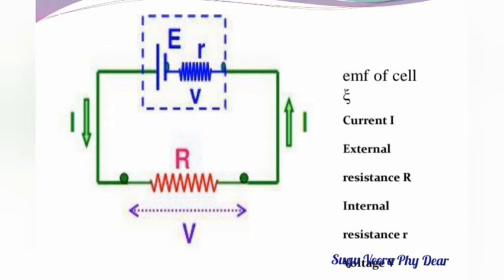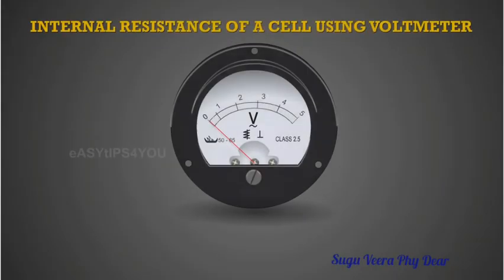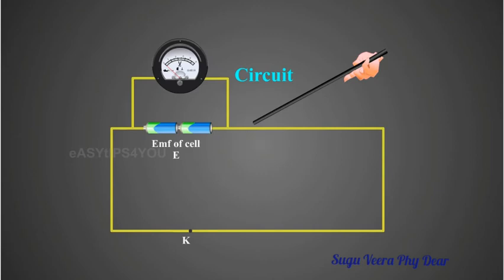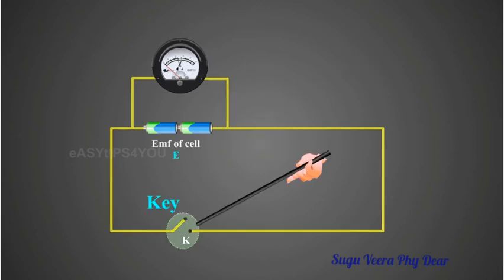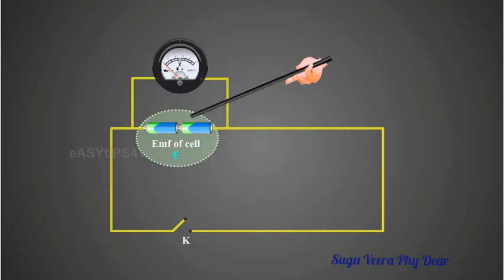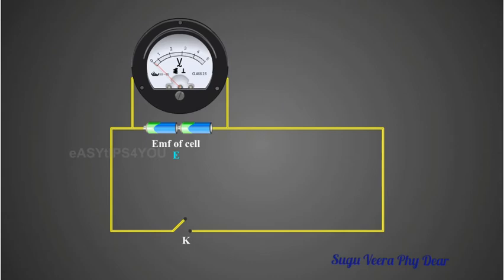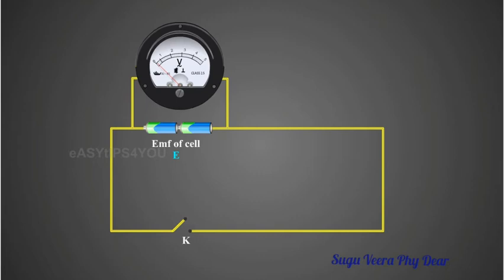This is the circuit for internal resistance. The EMF of the cell ξ, current I, external resistance capital R, internal resistance small r and voltage capital V. Since the voltmeter draws very little current for deflection, the circuit may be considered as open. Hence the voltmeter reading gives the EMF of the cell. The EMF of the cell ξ is measured by connecting a high resistance voltmeter across it.